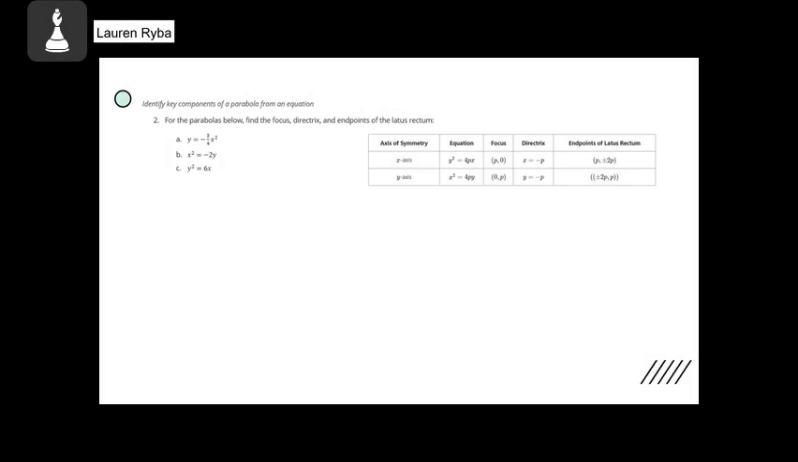The next thing we're going to do is pick out the focus, directrix, and endpoints of the latus rectum when we have our equation. But we need to make sure it's in the form y squared equals everything else on the other side, or x squared equals everything else on the other side. So before we can do anything, it has to be in that form.